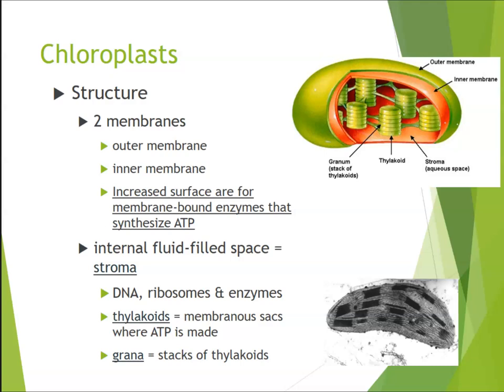The chloroplast is also a double membrane, so there's an outer membrane and an inner membrane. And inside there are these little stacks here. Those are called thylakoids. Those thylakoids are also made of membrane, and that is where all the ATP is made. When they're in a stack, they're called grana, but I think if you just know thylakoids, that would be sufficient. Again, that internal space where there's fluid is filled with DNA, ribosomes, and enzymes, just like the mitochondria.